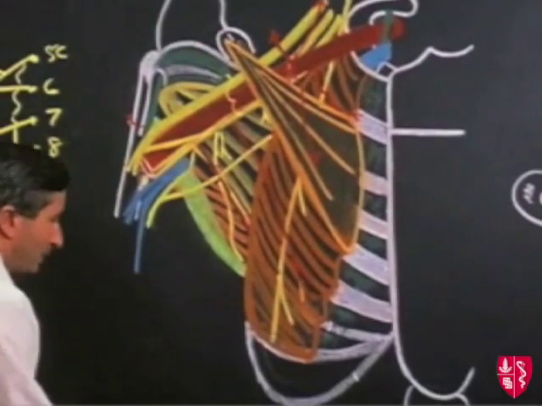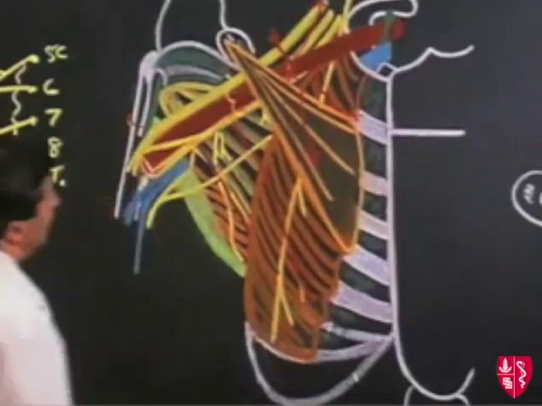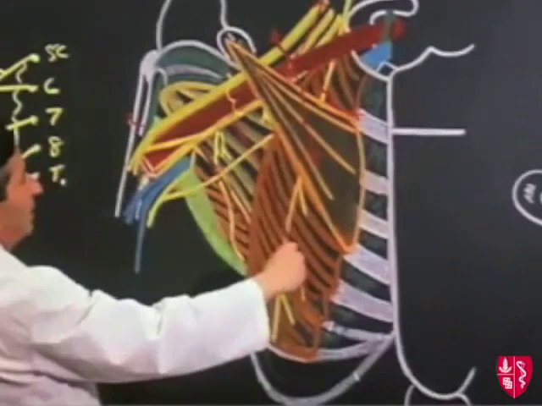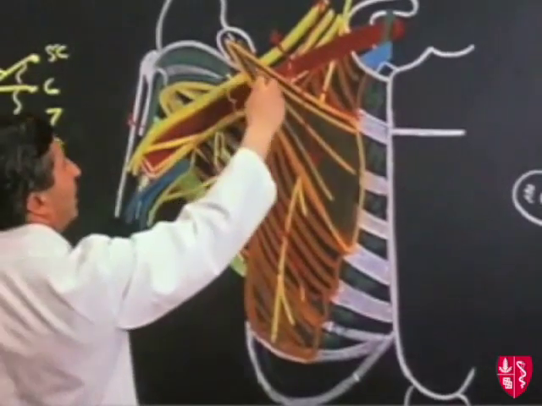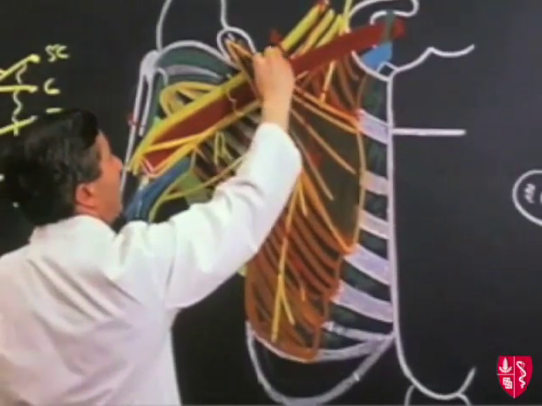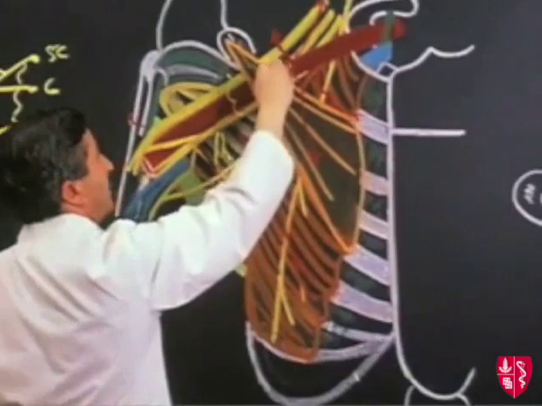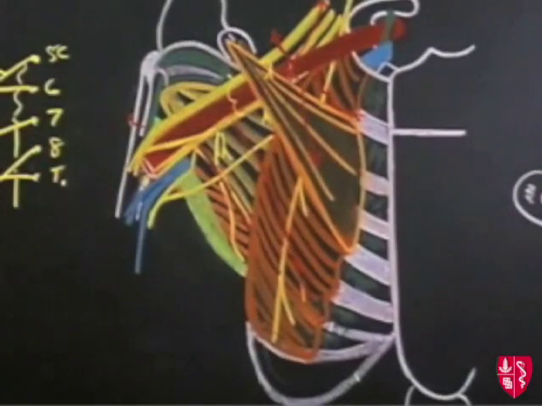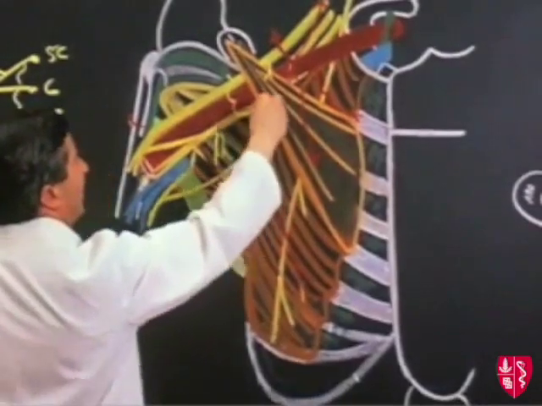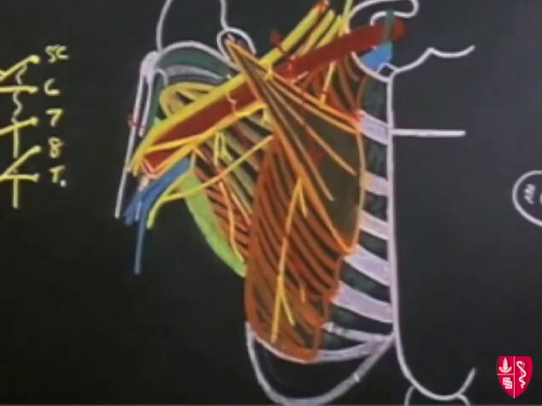The pectoralis minor muscle is supplied by the medial and lateral pectoral nerves. Now we can indicate the lateral pectoral nerve as passing up here and passing over the upper border of the pectoralis minor. And we can indicate here the medial pectoral nerve going into the pectoralis minor at that point.